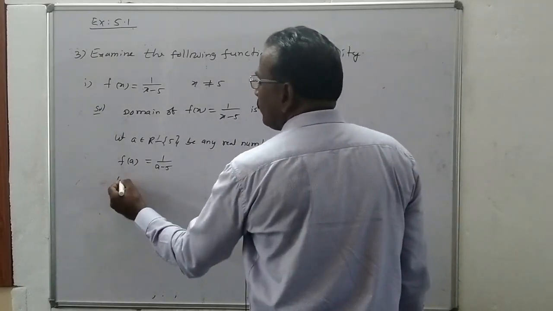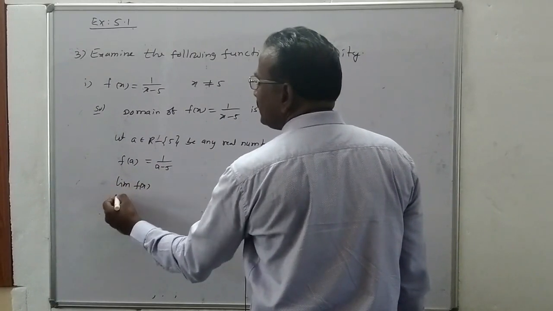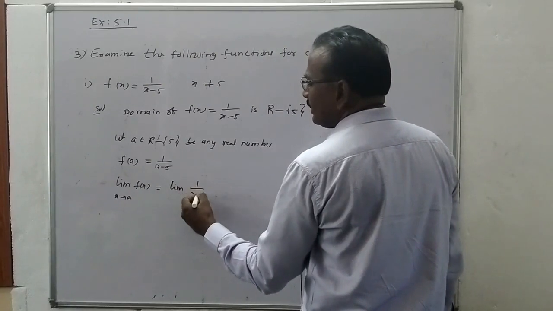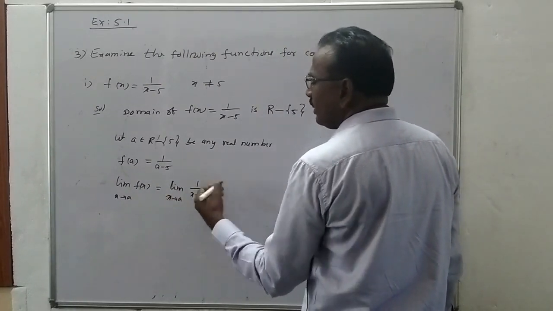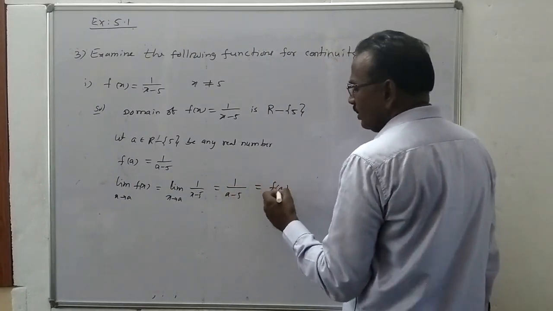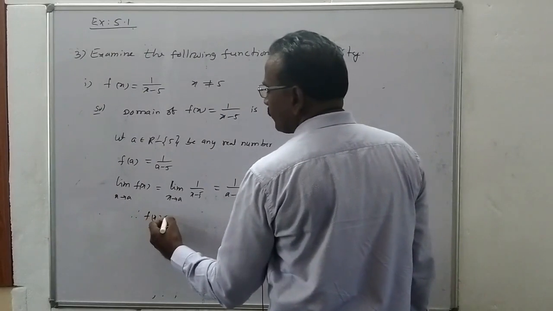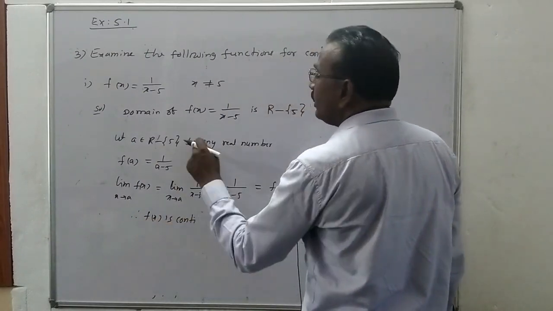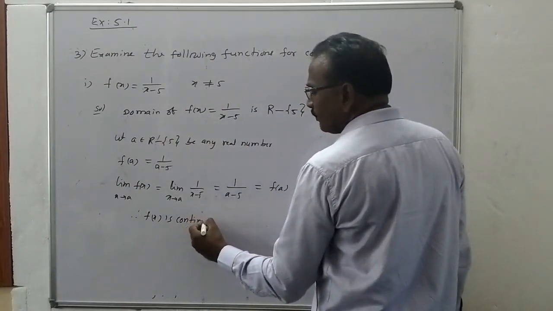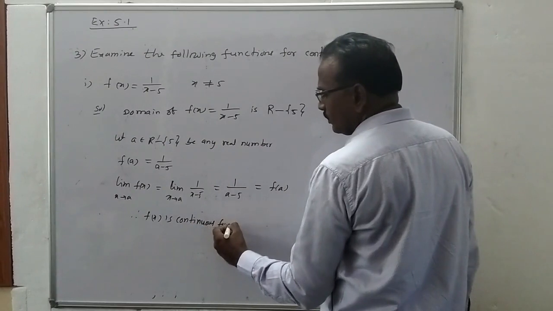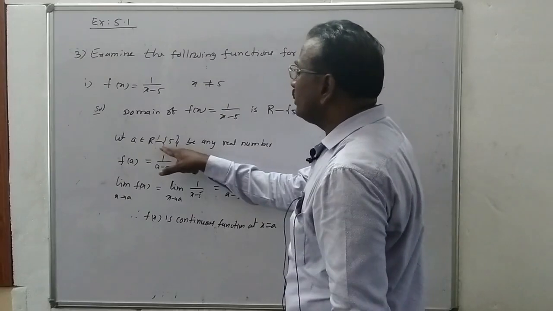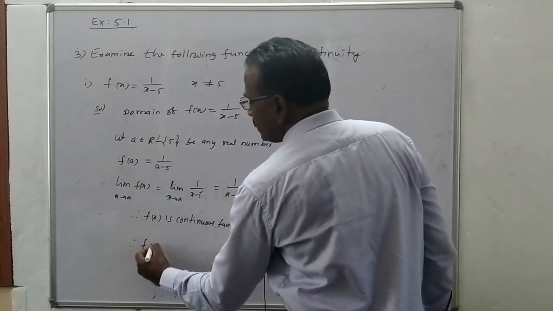Next, limit f of x as x tends to a is equal to limit of 1 by x minus 5 as x tends to a. By direct substitution method, 1 by a minus 5. So this is exactly the same as f of a. So therefore f of x is a continuous function in the domain of the given f of x, at x is equal to a. Here a is any point in this domain. So therefore f of x is a continuous function.